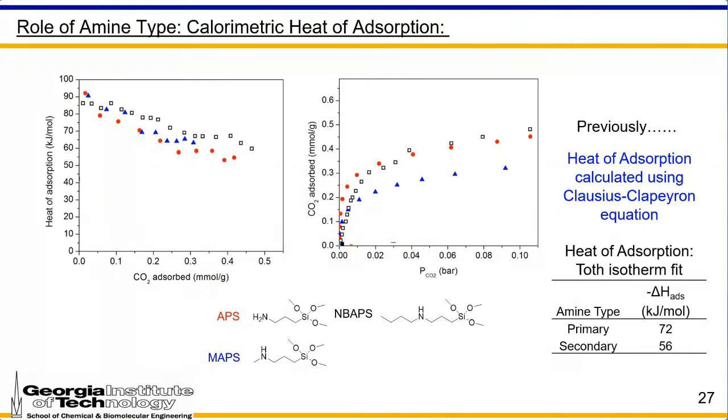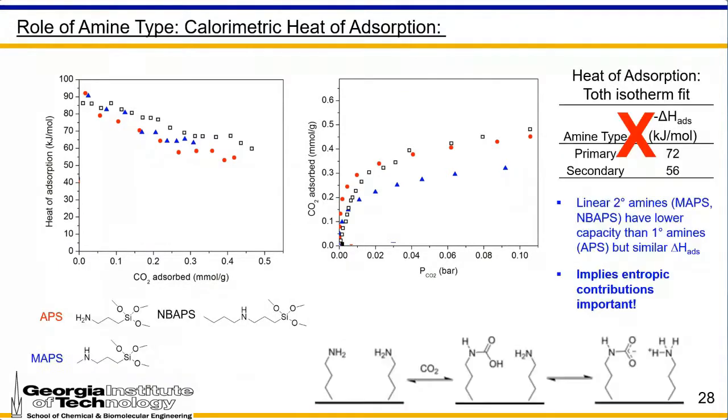And the chemisorbents in this case are a primary amine, the methyl secondary amine that we looked at before, and now an N-butyl secondary amine. We see that they all capture CO2 reasonably well with different shapes to their isotherms. But interestingly, they all have the same heat of adsorption within error of our measurements. However, previously we had hypothesized that the primary amines were more effective than the secondary amines, the red versus blue, because of a higher heat of adsorption. That's what we had calculated using the Clausius-Clapeyron equation. And of course, our calorimetry tells us that that's wrong.